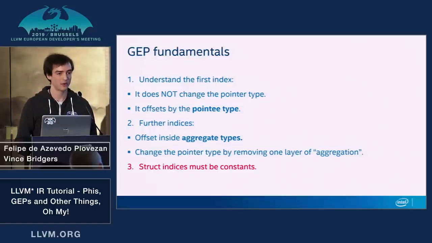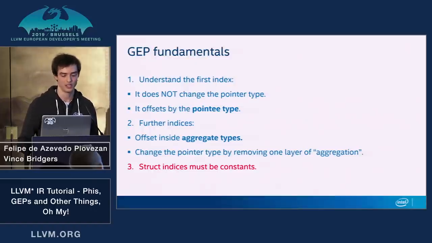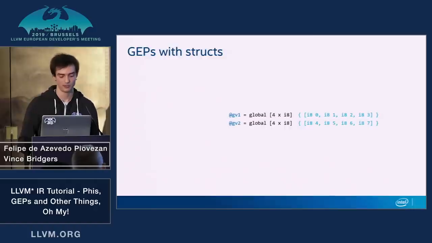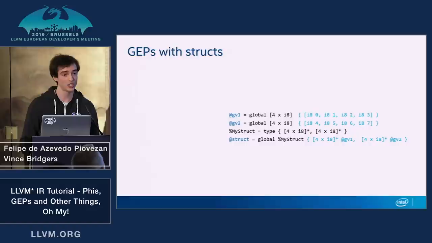I have one final point to make about GEPs, and this is where things can get a little bit complicated, but if you understand this, you can say that you understand GEPs. So to accomplish this, we're going to start with two global variables. We're going to have a struct that has two pointers inside it, and we're going to initialize one variable of this struct type with two pointers. That is, two pointers to each of our global variables.